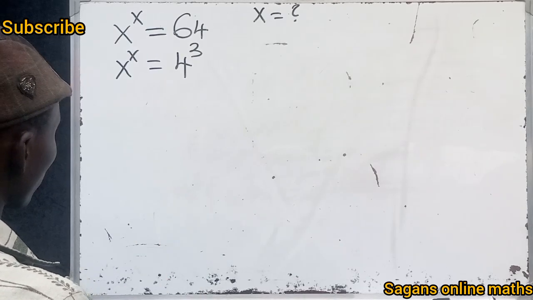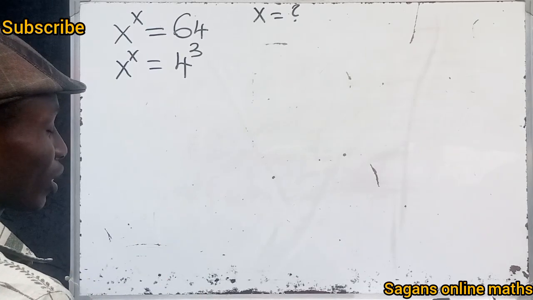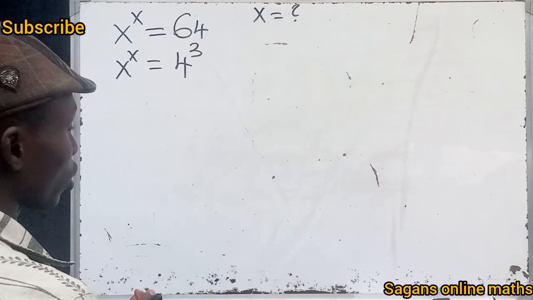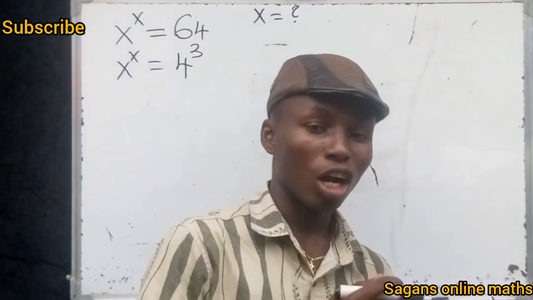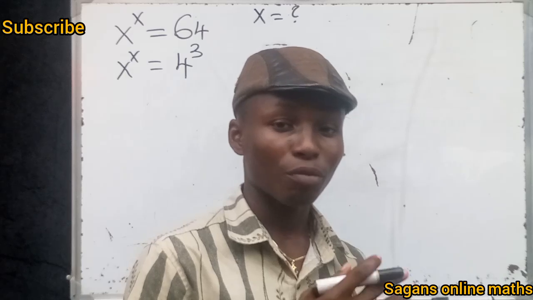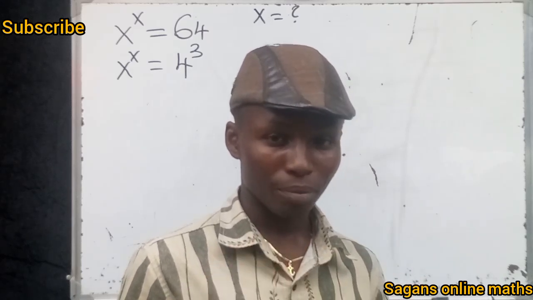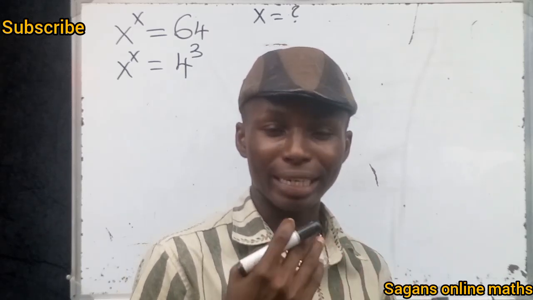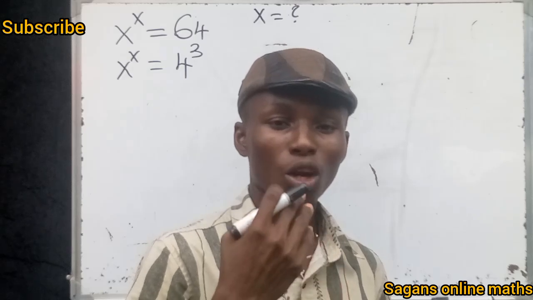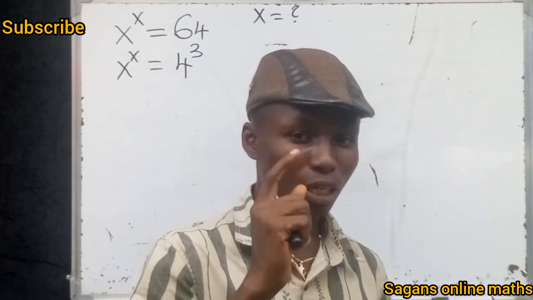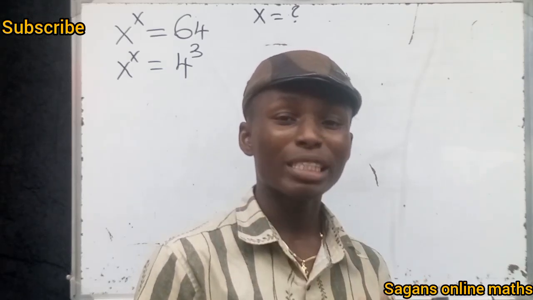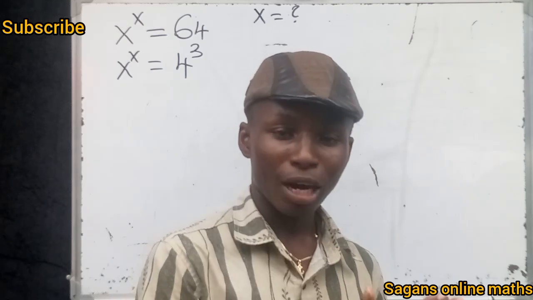Our second step is to take the natural logarithm. What is the difference between logarithm in base 10 and natural logarithm? Natural logarithms are always in base e, whereas logarithms are always in base 10. Please take note. Natural logarithms are always in base e. Logarithms are always in base 10.